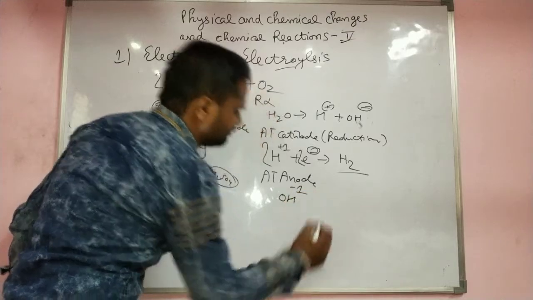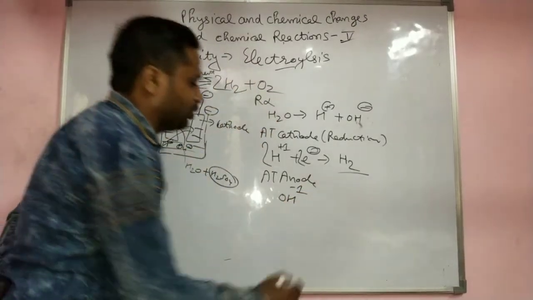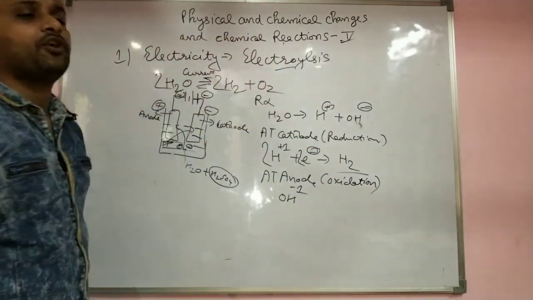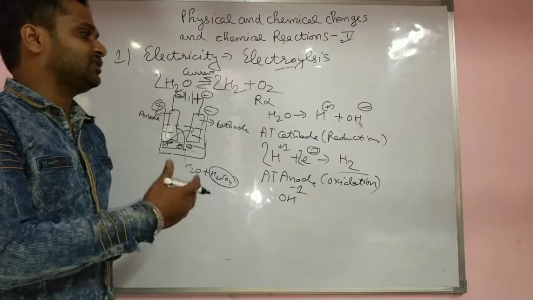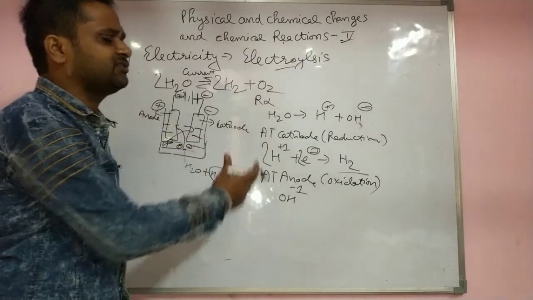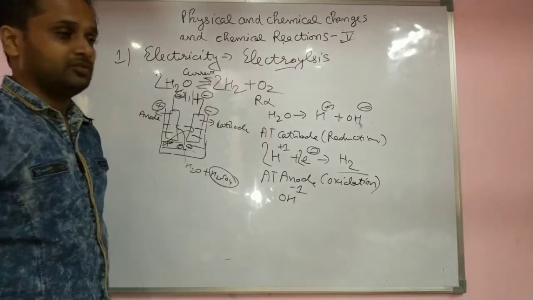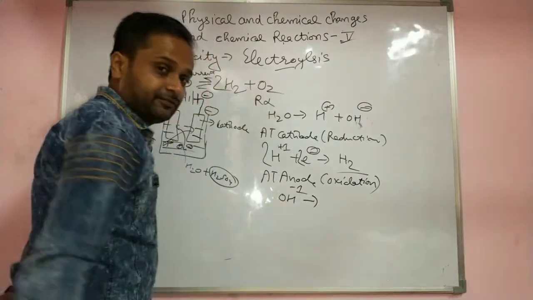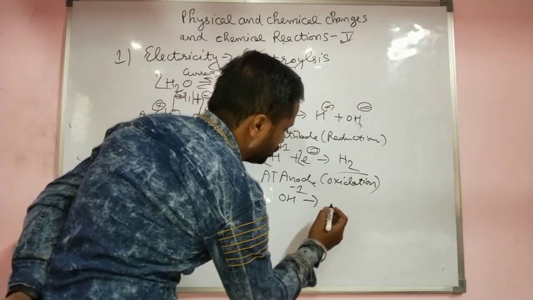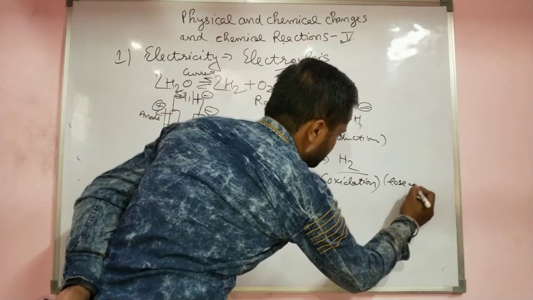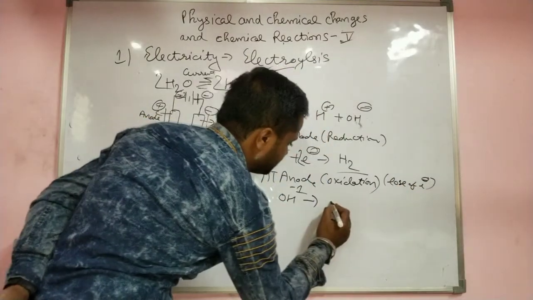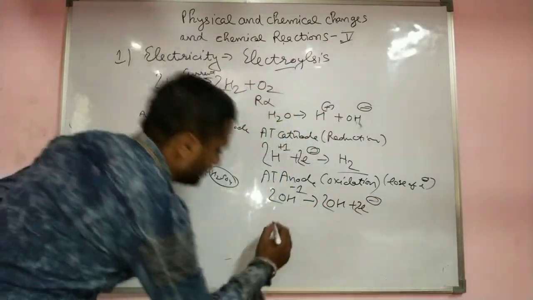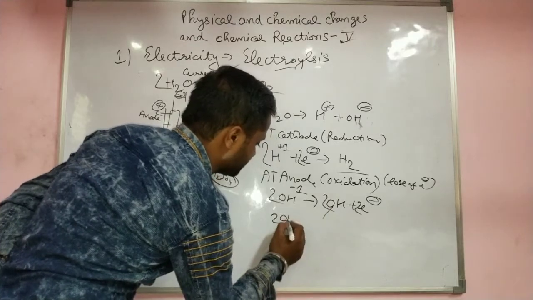OH negative ions undergo an oxidation reaction at the anode. This explanation is not in your book, the full reaction is not in your syllabus. But if you want to do that, good. To understand this, it's very important. When OH negative, oxidation means loss of electron. So the OH gives up an electron. If 2 OH is there, 2 electrons, then 2.